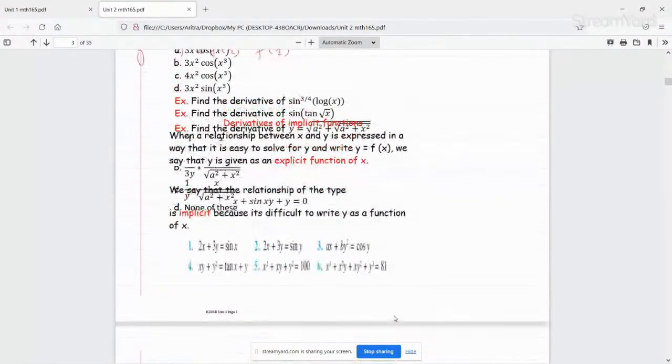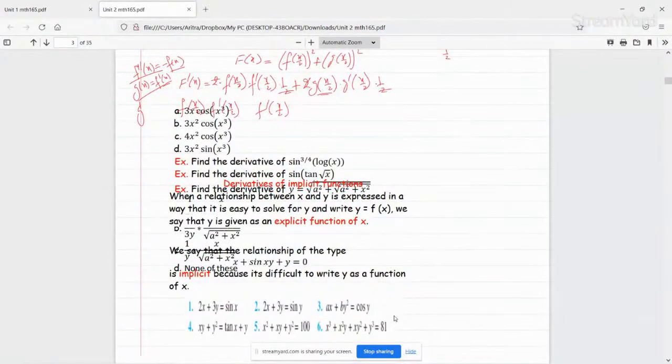Since we are done with the chain rule, now we will see the derivative of implicit functions. There are two types of functions: explicit functions and implicit functions. When a relationship between x and y is expressed in a way that it is easy to solve for y, like we were doing till now, they are explicit functions of x, but those which are difficult to write as y is a function of x are implicit functions.